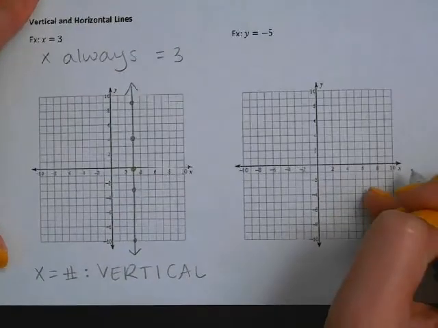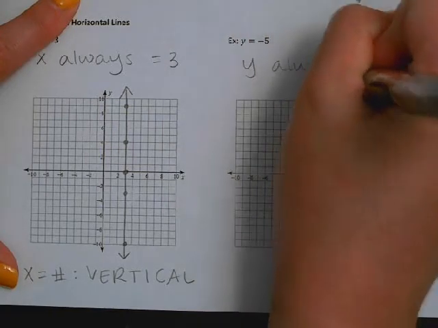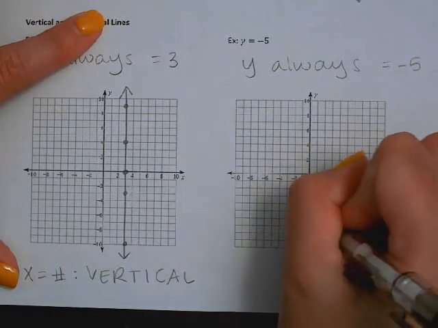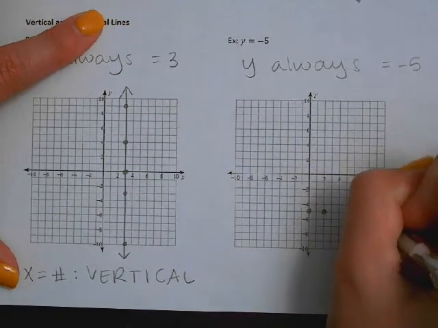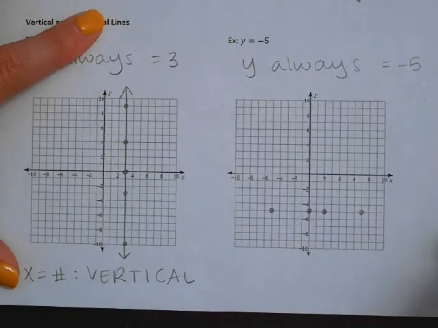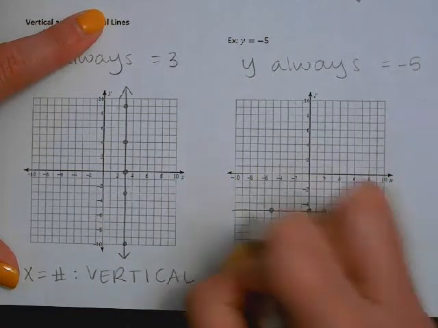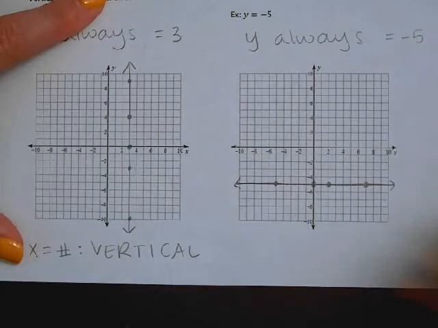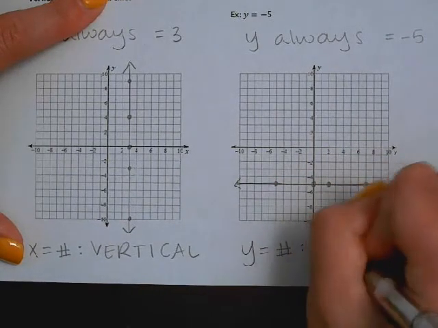Next we have y equals -5, so that means y always equals -5. We could have the point (0, -5), the point (2, -5), the point (7, -5), the point (-5, -5). If we were to connect these points, that would give us a horizontal line. So anytime you have an equation written as y equals a number, that's going to give you a horizontal line.